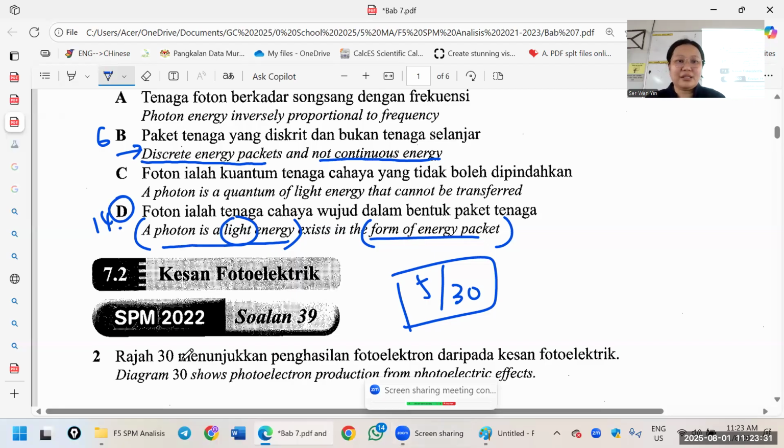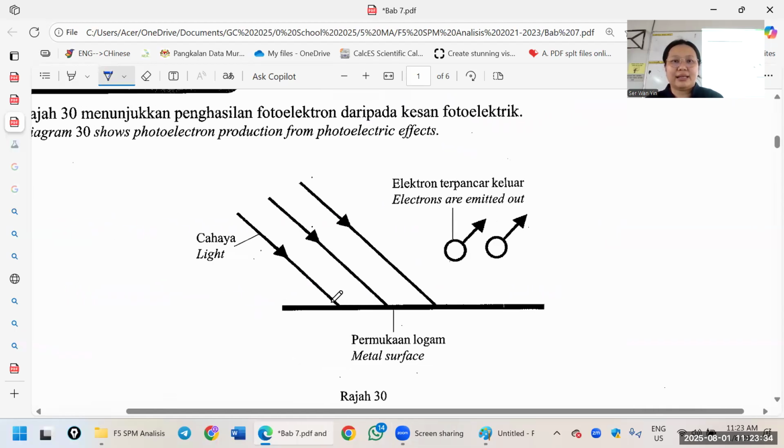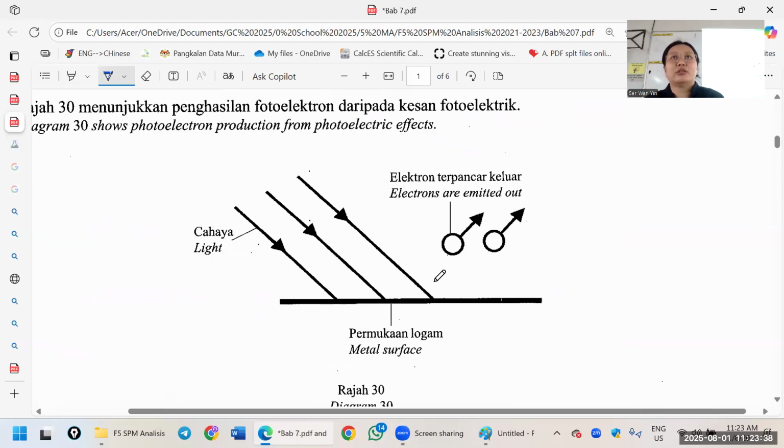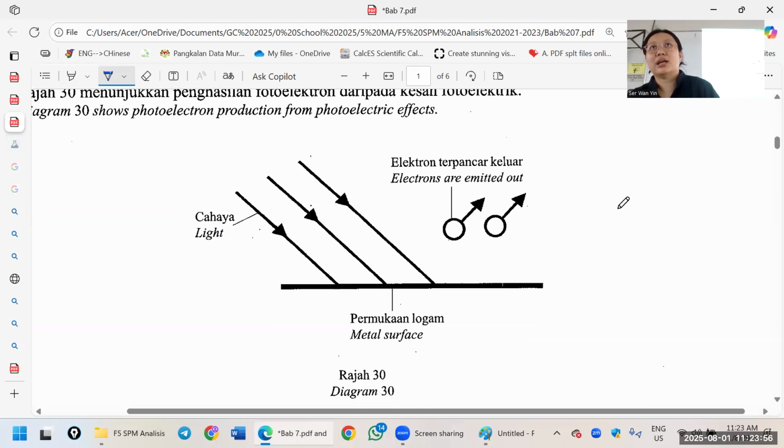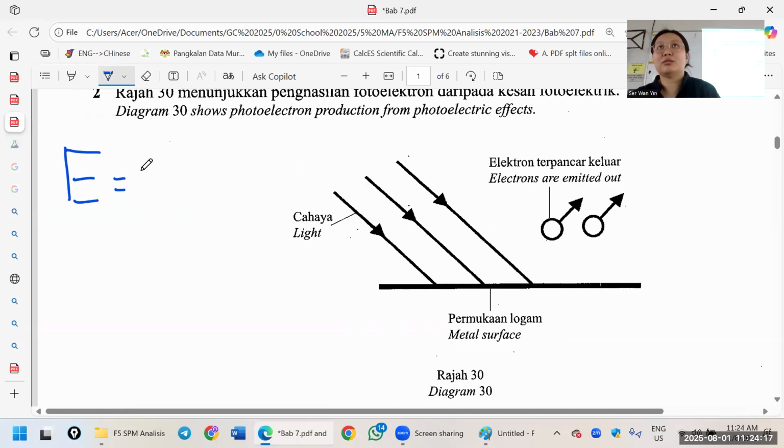Okay, so now this one, photoelectric effect. What is the formula for photoelectric effect? Brandon, can? No. Joshua, can? No! Yes, very good. That's it. E equals W naught plus kinetic energy max.